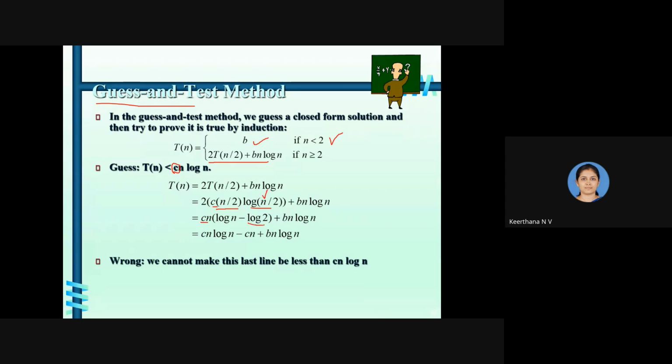So this becomes log 2. Again you multiply cn inside. So your logarithmic factor will be cn log n minus cn plus b log n. Why here cn log n we didn't write: after applying, log n will be the common factor. That's why, since log 2 is 1, we have written it as cn alone.